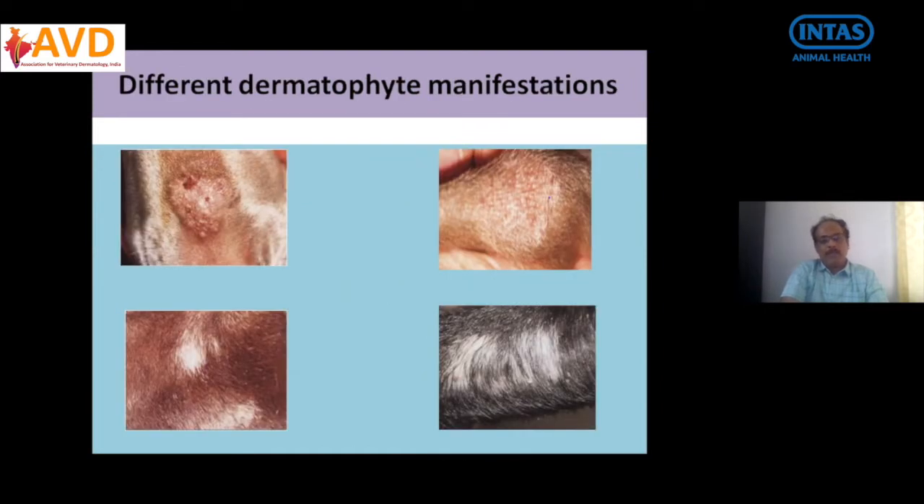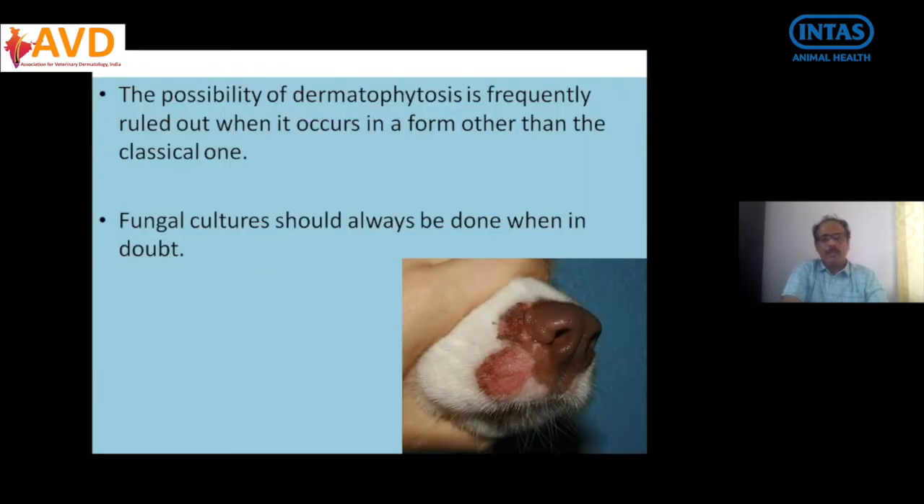So many types of manifestations are there in dermatophytosis. As you can see, a nodular type of lesion is there in the initial picture, then scaly, crusty lesions are there, then simply alopecic areas are there. So different manifestations will create a confusion, and the possibility of dermatophytosis is frequently ruled out when it occurs in a form other than the classical one. So that is the problem. It's not usually seen in the classical form, and you have to rule out whether this is a condition of dermatophytosis or whether it is a condition of atopy or a pyoderma.